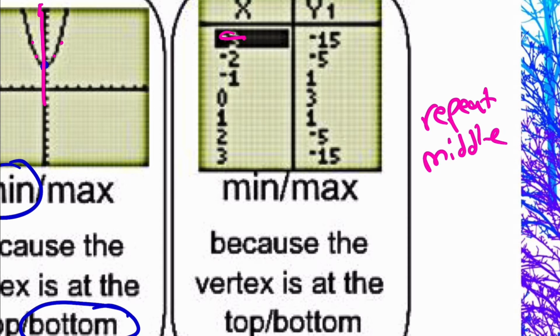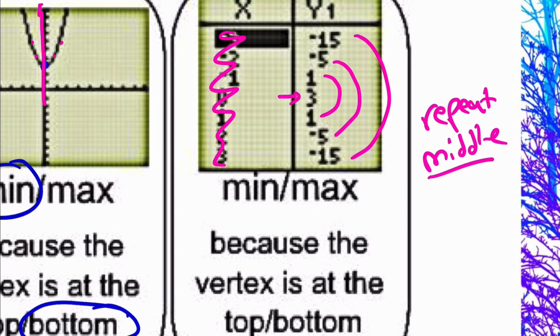So right now, I'm just going to focus on my y values. Looking at my numbers here, which number is right in the middle? Well, that's going to be 3. This one is right in the middle.